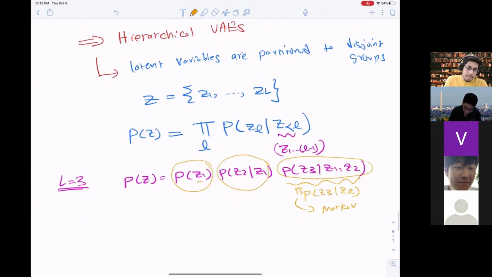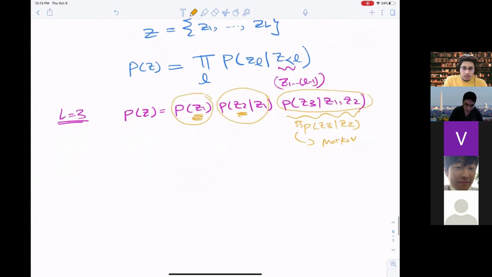Usually you can think about Z1 as a latent variable that represents rough features in your image. Z2, Z3 represent finer resolutions in your image. And based on that, you can have high resolution outputs. You can do basically the same thing for your posterior distribution.